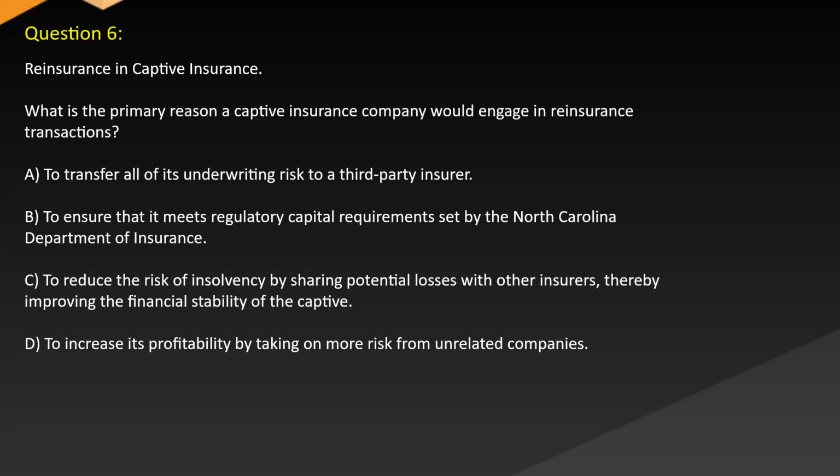Question 6. Reinsurance in captive insurance. What is the primary reason a captive insurance company would engage in reinsurance transactions? A. To transfer all of its underwriting risk to a third-party insurer. B. To ensure that it meets regulatory capital requirements set by the North Carolina Department of Insurance. C. To reduce the risk of insolvency by sharing potential losses with other insurers, thereby improving the financial stability of the captive. D. To increase its profitability by taking on more risk from unrelated companies.